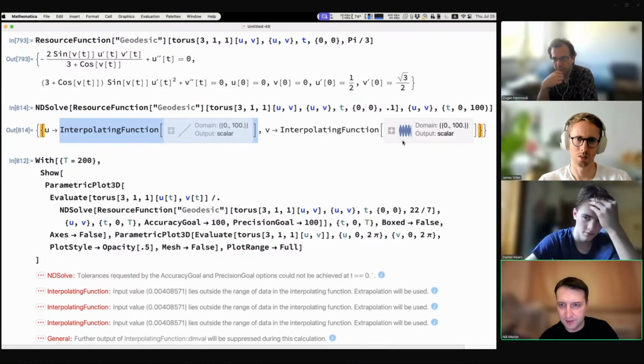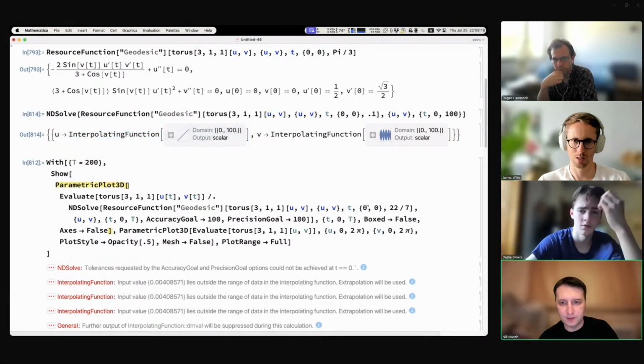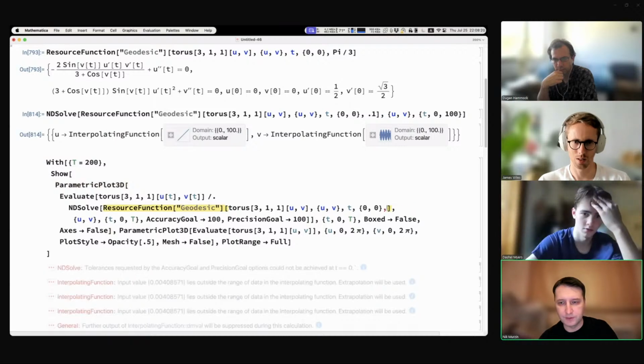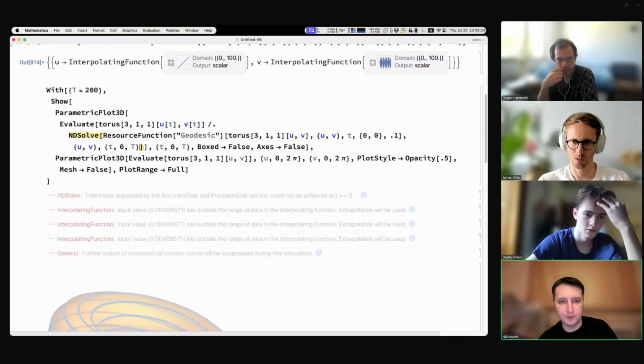It looks like there's some complicated oscillations going on. Can you plot that? Well, it's essentially the same. Here we try. And this accuracy goal.